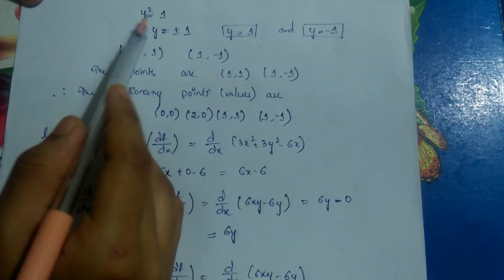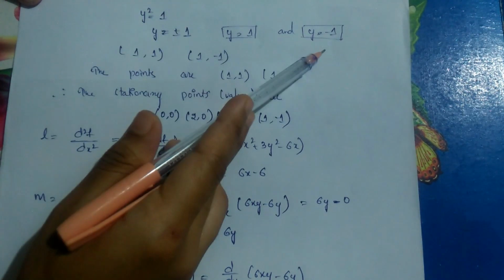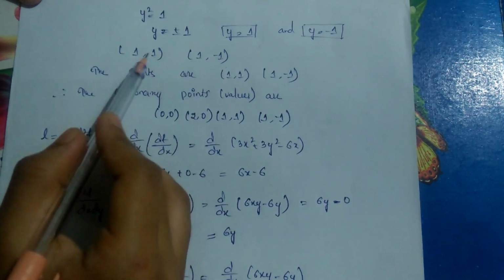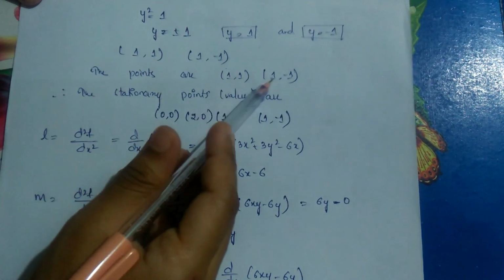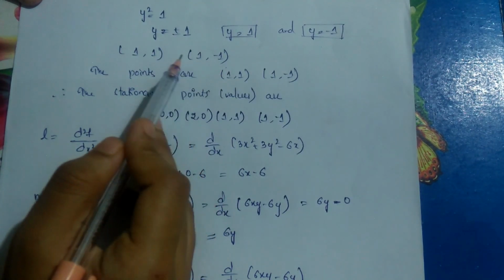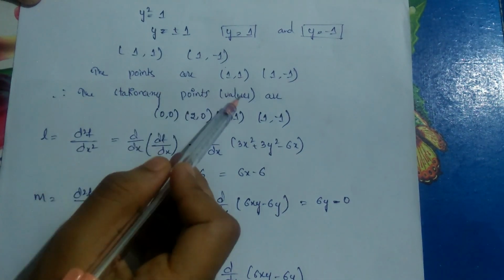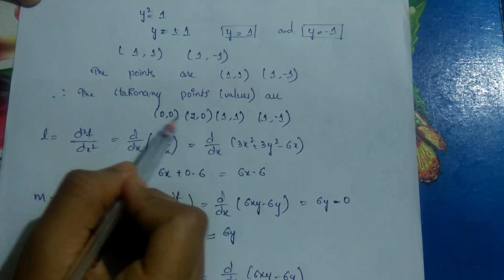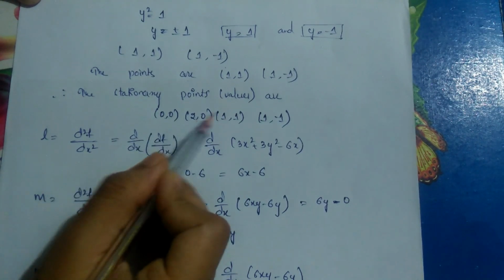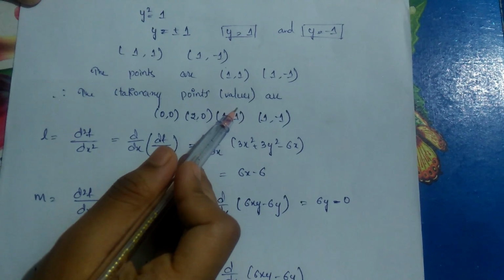So when we took the x value as 1, so 1 with 1 and 1 with minus 1. So the point comes as 1 comma 1 and 1 comma minus 1. So from this the points are 1 comma 1 and 1 comma minus 1. So we have solved those two equations and we got four stationary points. The stationary points or stationary values are 0 comma 0, 2 comma 0, 1 comma 1 and 1 comma minus 1. So at these stationary points we have to find whether the function is maxima or minima.